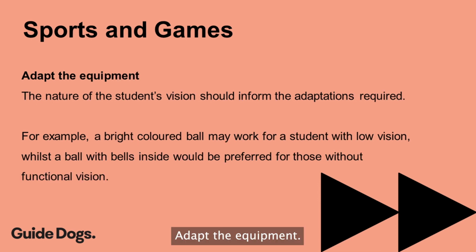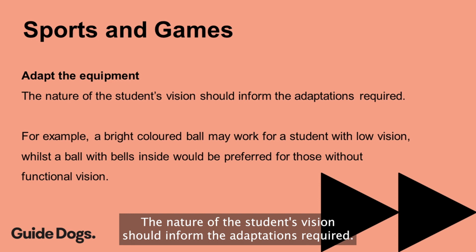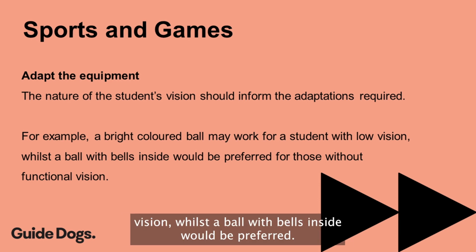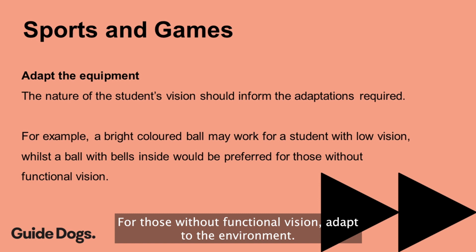Adapt the equipment. The nature of the student's vision should inform the adaptations required. For example, choosing a bright coloured ball may work for a student with low vision, whilst a ball with bells inside would be preferred for those without functional vision.